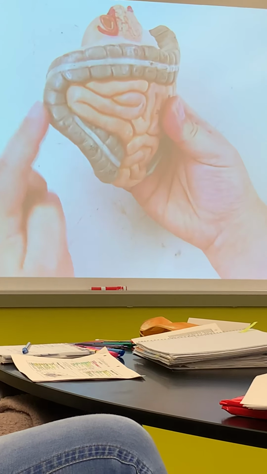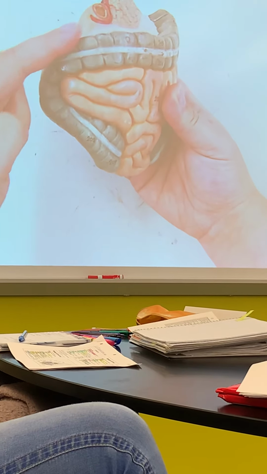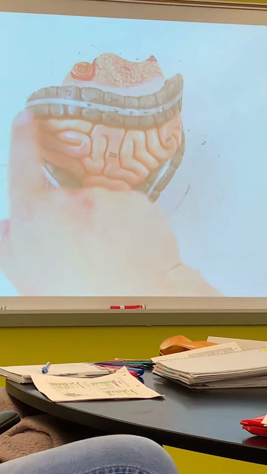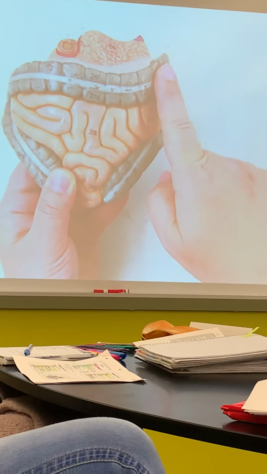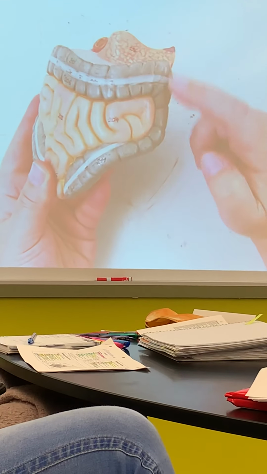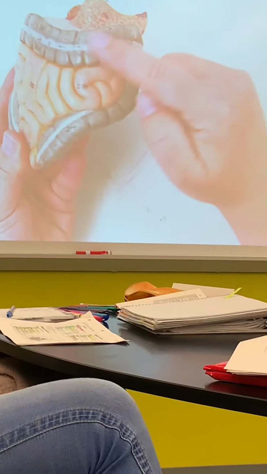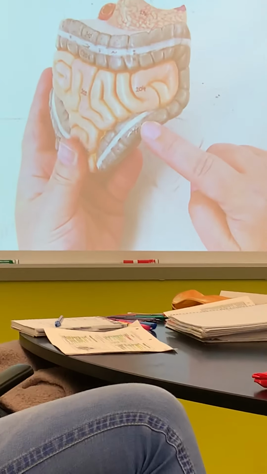The next part of the large intestine that makes the curve turn is called the hepatic flexure or right colic flexure. The next section or region is called the transverse colon, running transversely. The next section that takes the turn is called the splenic flexure or left colic flexure. Then you have the descending colon that brings the food down.